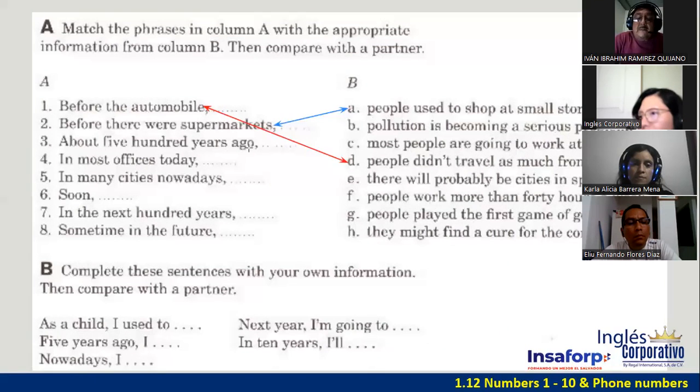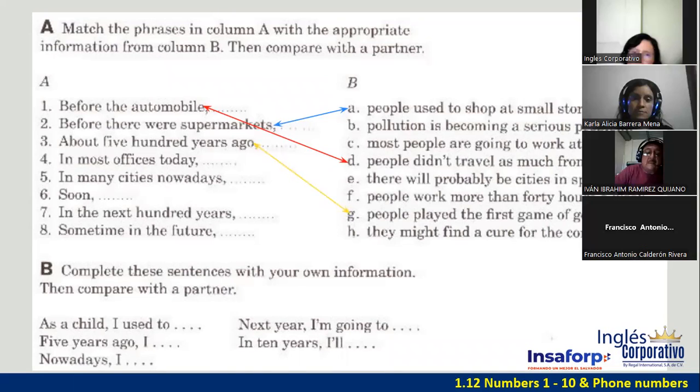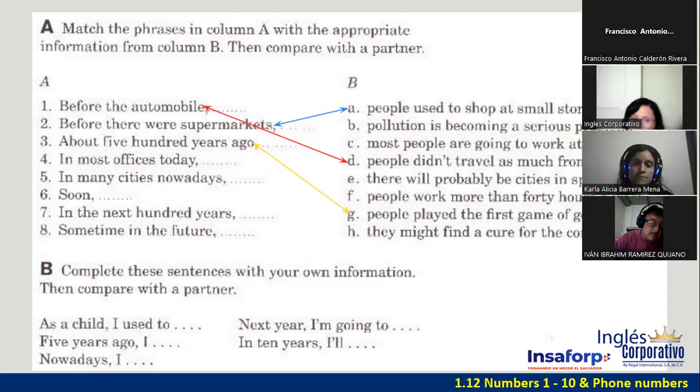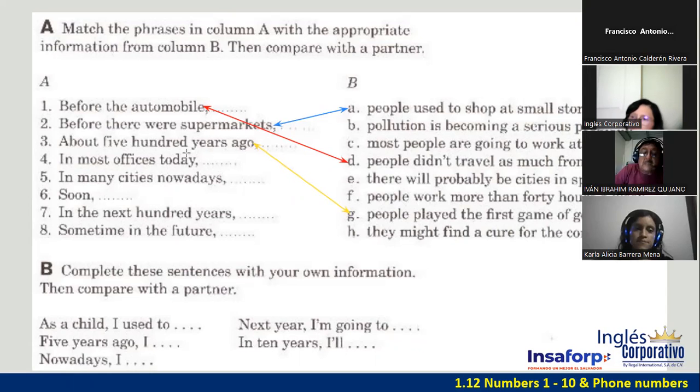Do you agree? Yeah, people played the first game of golf. In most offices today? In most offices today? Francisco? Letter F. People work more than 40 hours a week? Sí, es cierto. Right.